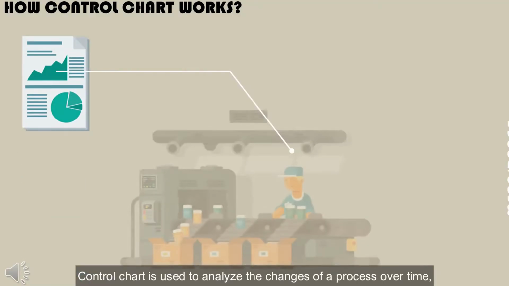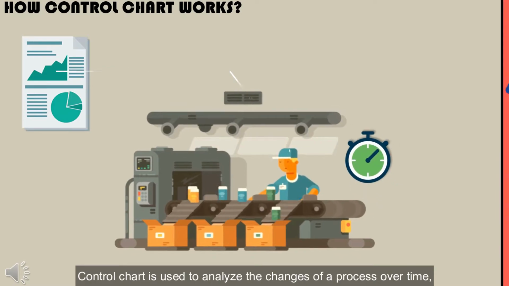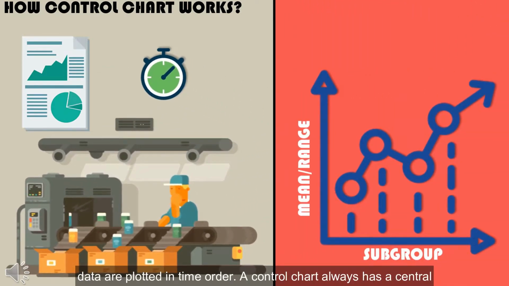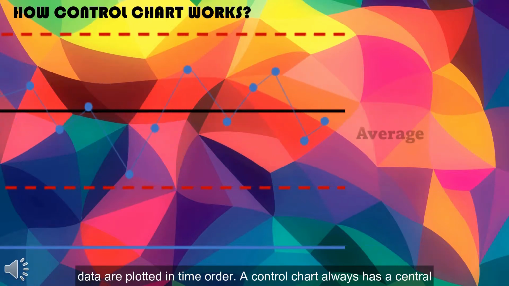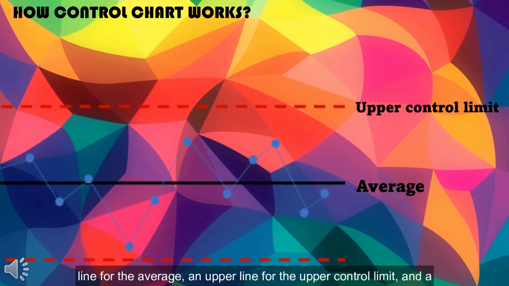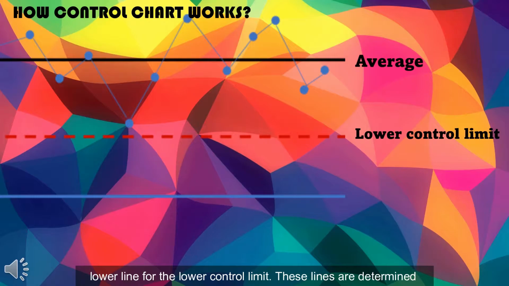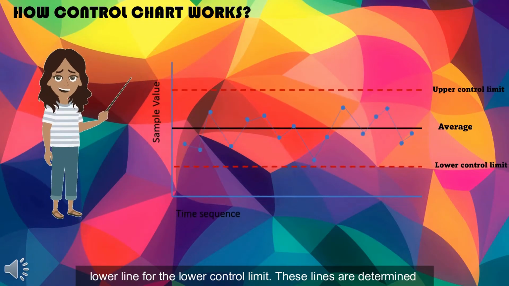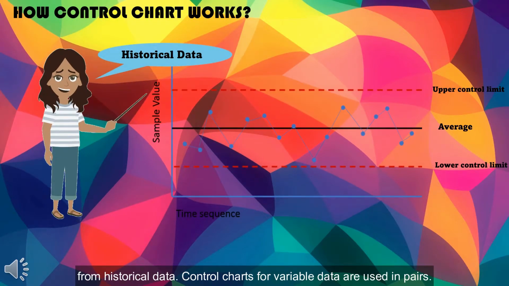A control chart is used to analyze the changes of a process over time, where data are plotted in time order. A control chart always has a central line for the average, an upper line for the upper control limit and a lower line for the lower control limit. These lines are determined from historical data.